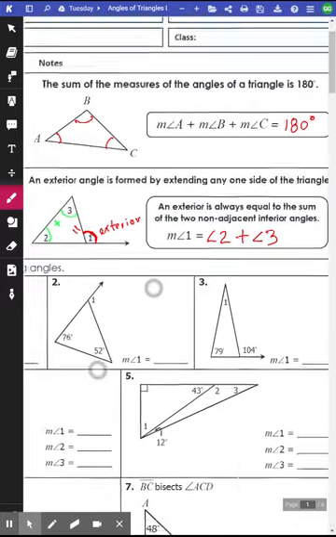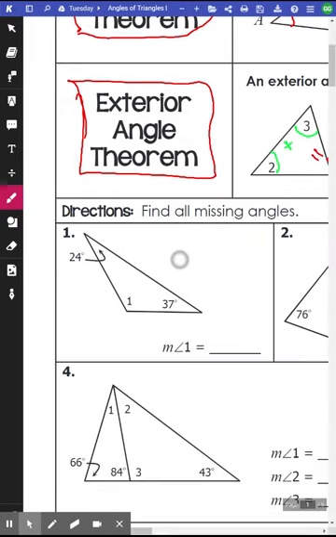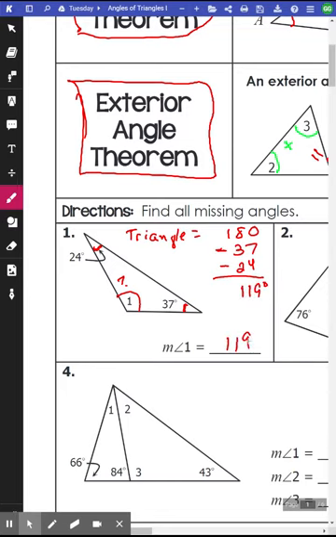All right, so let's take this information and start filling in our examples. In this case, this angle right here is 24 degrees. This angle right here is 37 degrees. What is angle 1? Well, I already know the triangle equals 180. So if I want to know the missing one, I simply subtract 37 and subtract 24, and I get a total of 119 degrees. That is angle 1.